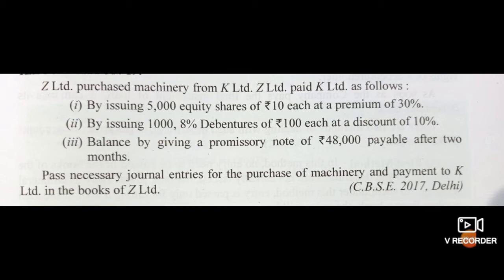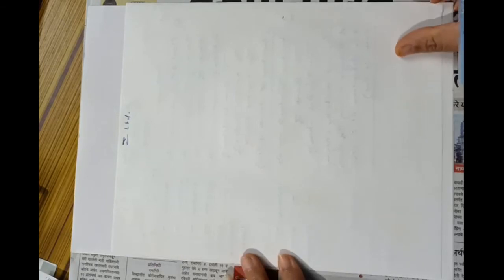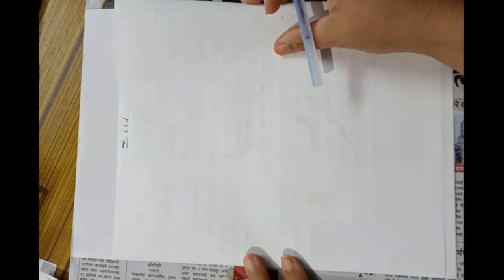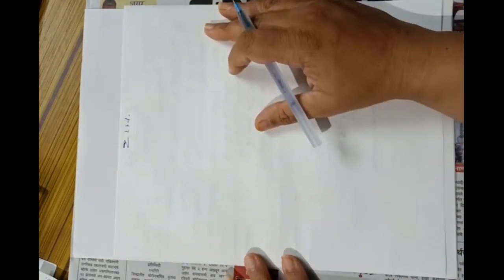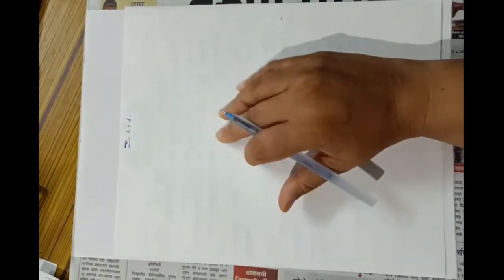So here we have to calculate first the price of the machinery, which is not given directly. When we add all the payments, we can get the price of machinery. Okay, so let's start now. See, in this problem, Z Limited has purchased machinery from K Limited, but the purchase price of machinery is not given, but details of payments are given in the problem.